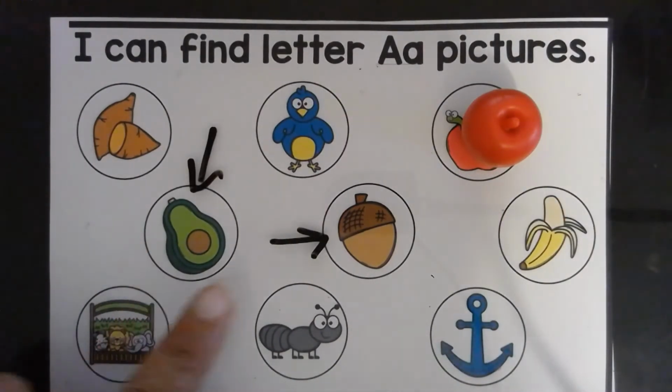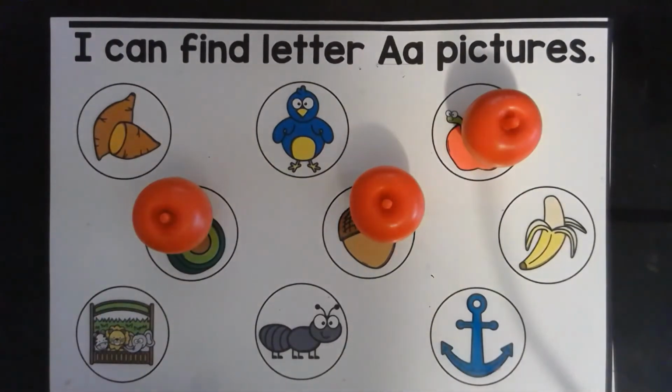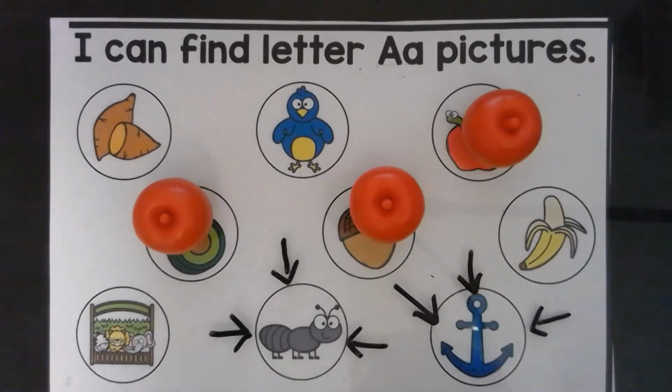Avocado, acorn. Zoo. Ants. Anchor. Which picture starts with the letter A? Ant starts with the letter A. Anchor starts with the letter A. Very good.